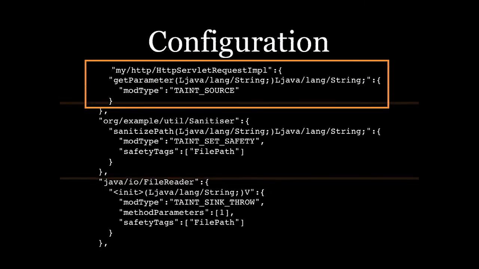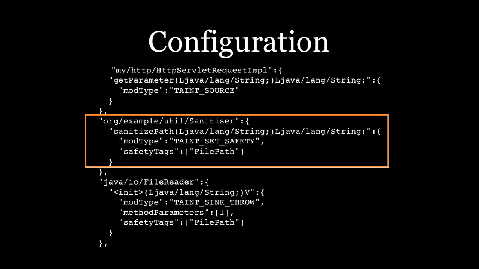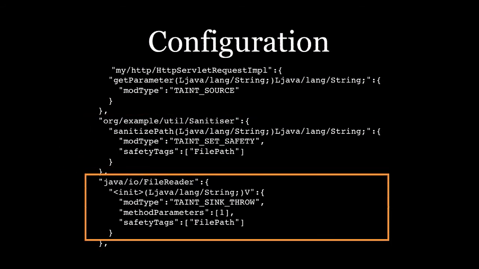Then we specify the sanitizer class, and it has, say, a sanitizePath method, which accepts a string and returns a string. We say modification type is taint set safety, so it's essentially a cleaner, and we specify a safety tag called file path. And in the end, that's a sink. We say our FileReader, in the constructor, the first argument of the constructor is tainted, and it has to have safety of file path. If it doesn't have the safety of file path, it will throw an exception.